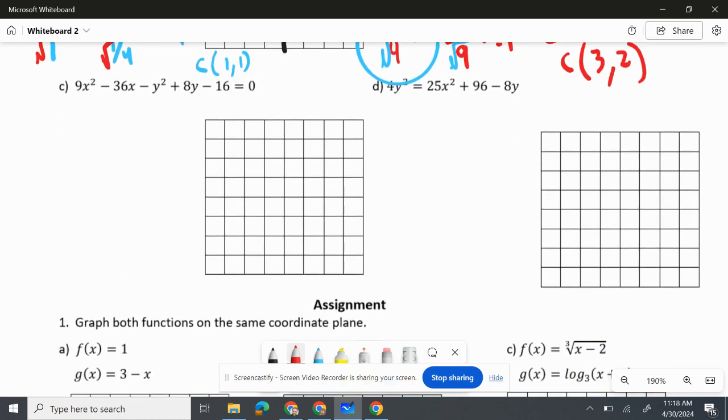So for the next one, I'm going to do the same thing. What I want to do is find my c value. So I'm going to factor out a 9, and I get x squared minus 4x. Divide by 2 and square it. And then I'm going to factor out a -1, and that's y squared minus 8y. Divide by 2 and square it. Equals, I move the 16 over. 9 times 4 is 16. -1 times 16 is -16. And 9 times 4 is not 16, it is 36.